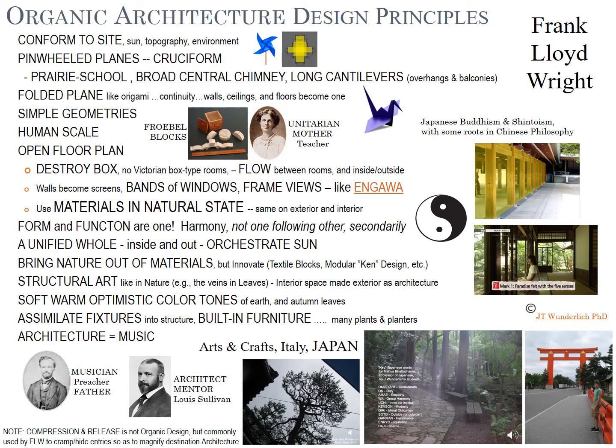Assimilating fixtures into the structure. So the indirect lighting and recessed lighting and the ceilings and the floors and the way he uses light and illumination is a key thing in assimilating the fixtures. Also the built-in furniture. He very often specifies the furnishings, and the cabinet work certainly, but more than that, actual furniture also. And even beyond that with the dishware and curtains sometimes, and even an evening gown. Many plants and planters. Architecture equals music.